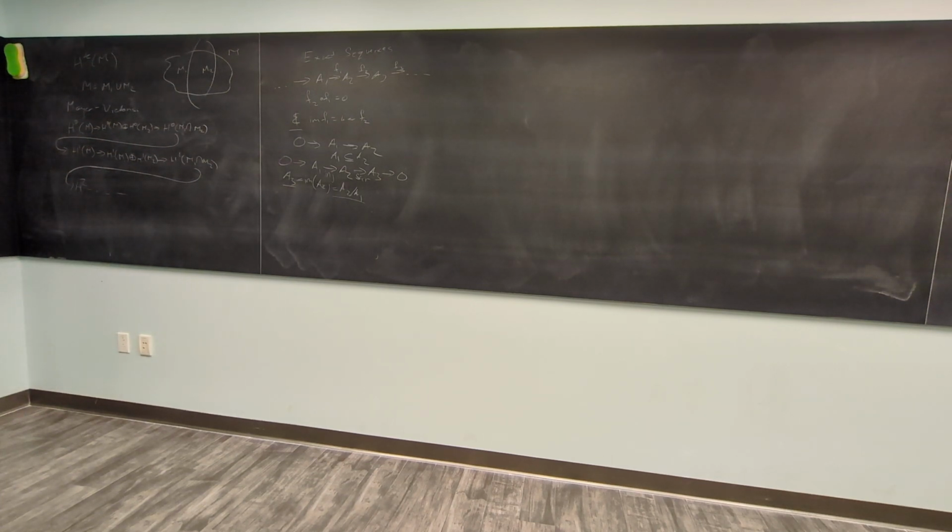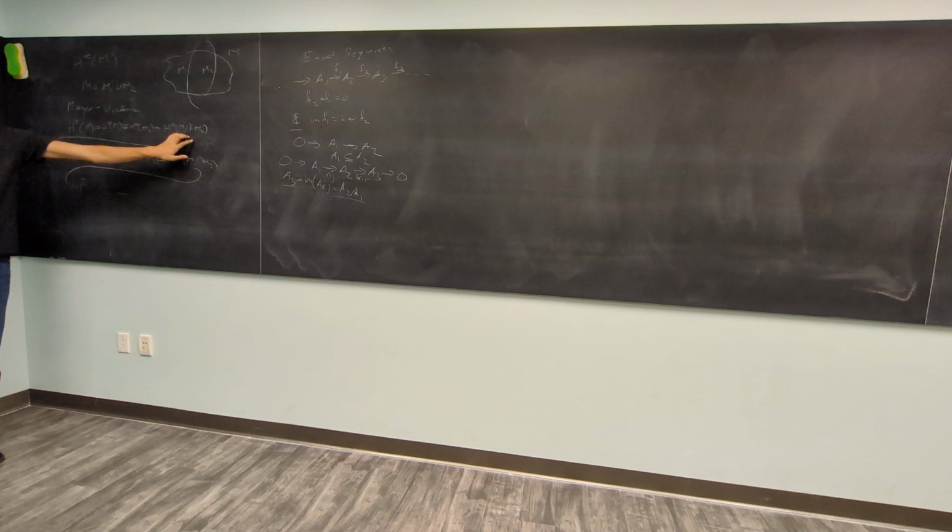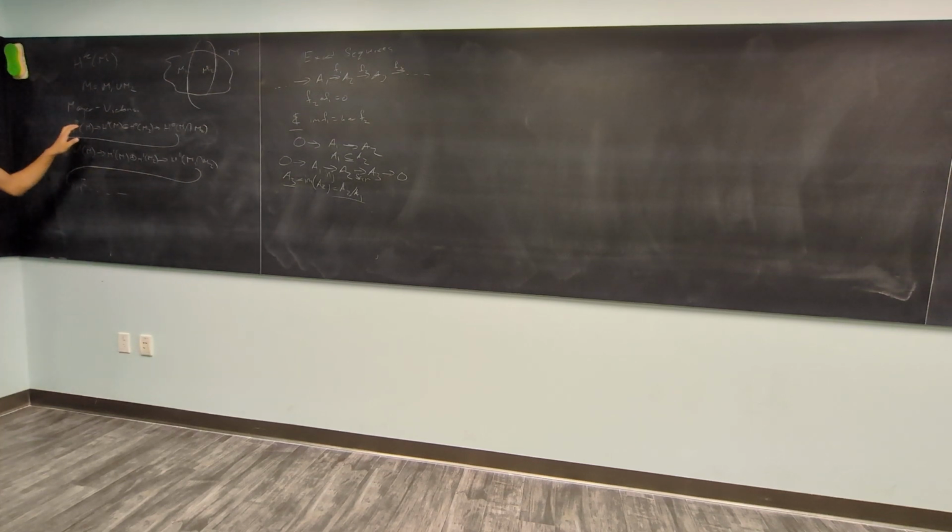So this says that if you understand the cohomology of M1, understand the cohomology of M2, and you understand how they interact with the cohomology of the intersection, then you understand the cohomology of M. And so I just drew a bunch of arrows, but I should specify what these maps are.